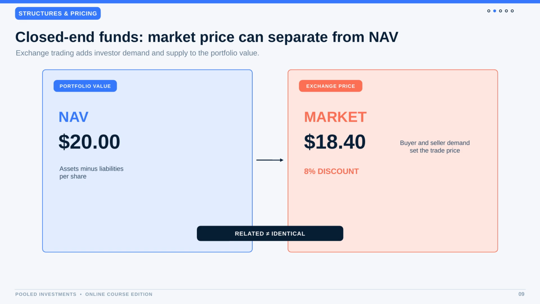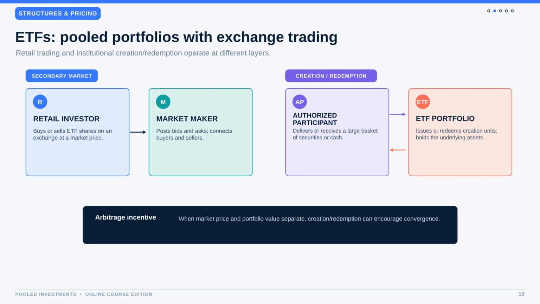NAV and market price are related, but they are not required to agree. Think of them as two economists sharing a spreadsheet, usually connected, occasionally argumentative. An ETF combines a pooled portfolio with exchange trading. Retail investors buy and sell ETF shares throughout the day at market prices.